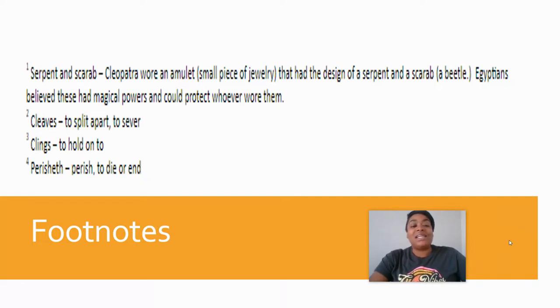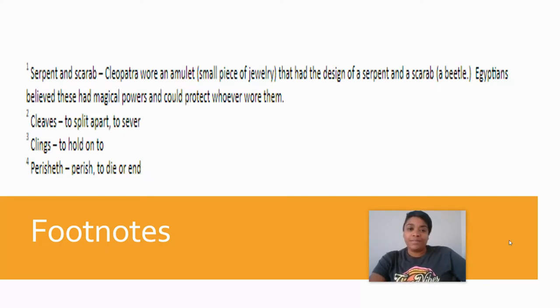The second is cleaves. It means to split apart or to sever. And the third one is clings, and clings means to hold on. And the last word is perish, and it means to die or end. So scholars, we are going to see these words be used throughout the poem.